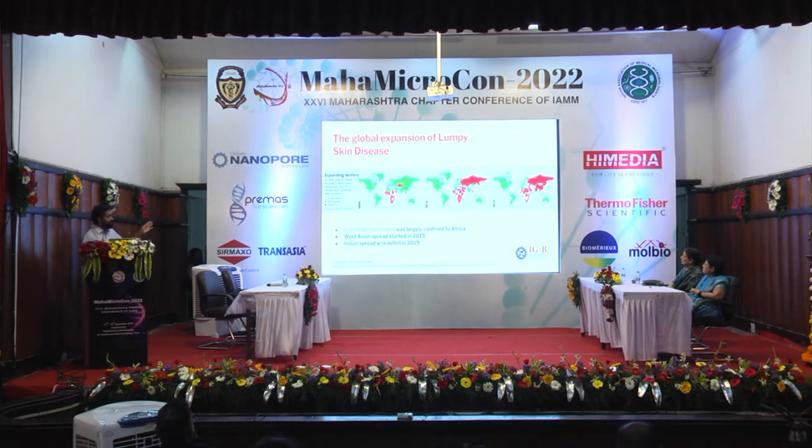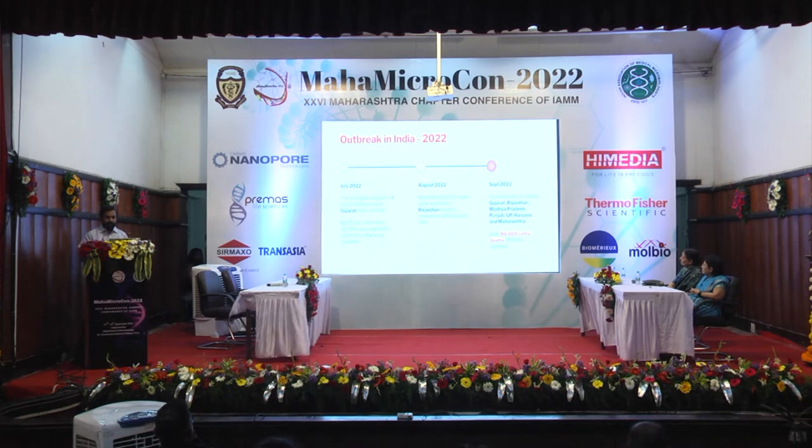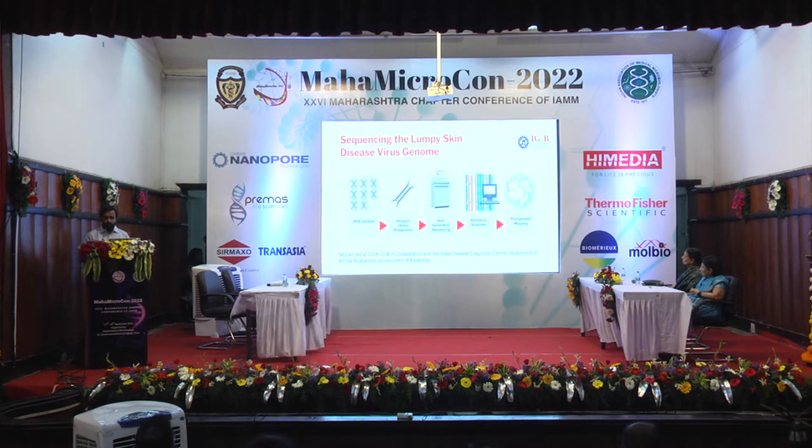So this sort of suggests how this disease has been spreading out of Africa into pretty much entire Asia and Southeast Asia. Now, over the last 3 months, the first case was identified in Gujarat, and over the last 3 months, this has resulted in over 3 million infections and 80,000 cattle deaths officially reported, with an average mortality of around 4 to 5%. Now, what we could do is to essentially recapitulate what we learned from all this pandemic.